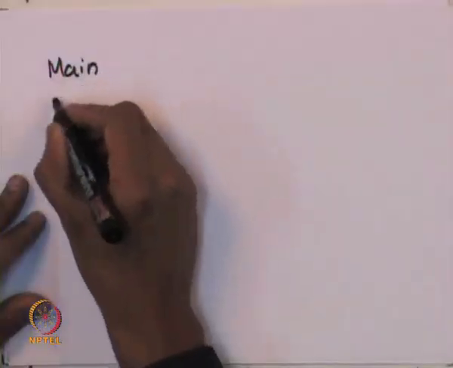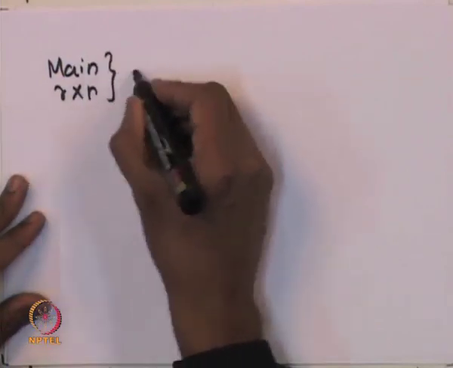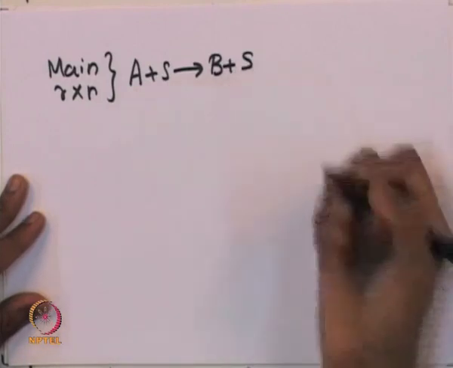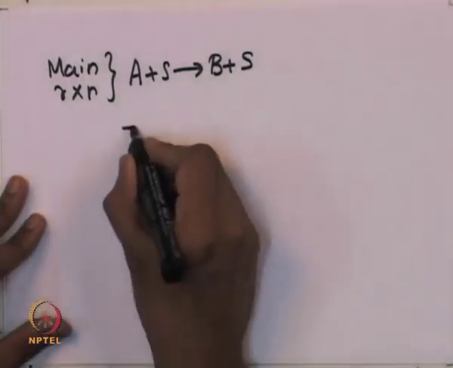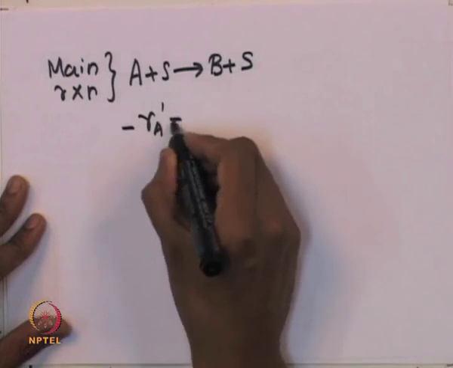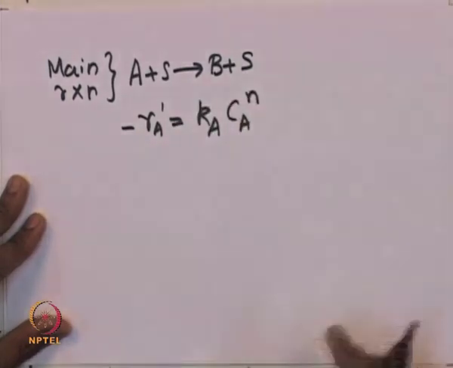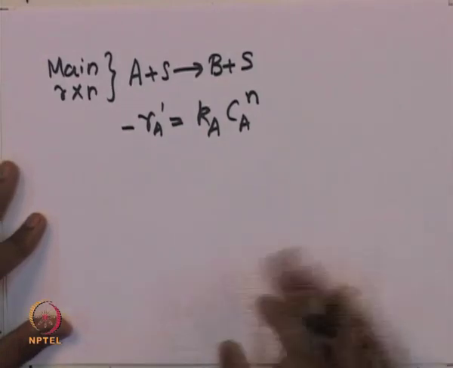Now the reactant, because it also behaves like a poison, competes with the main reaction in order to block the active catalyst site. So, the main reaction, A plus S leading to B plus S, has a reaction rate which can be represented as minus r_A prime equal to k_A times C_A to the power of n, let us say for simplicity's sake.